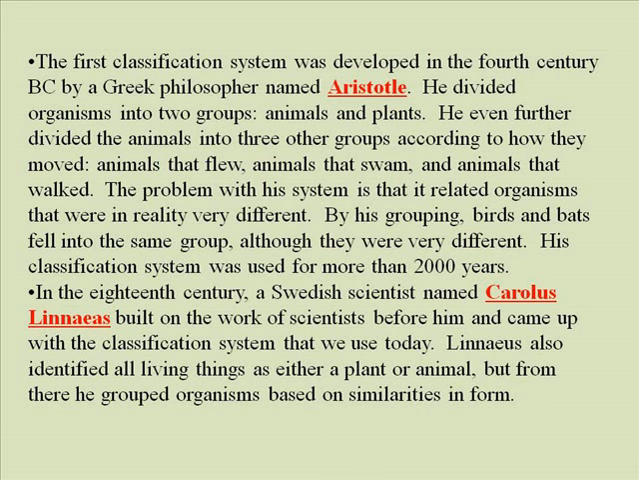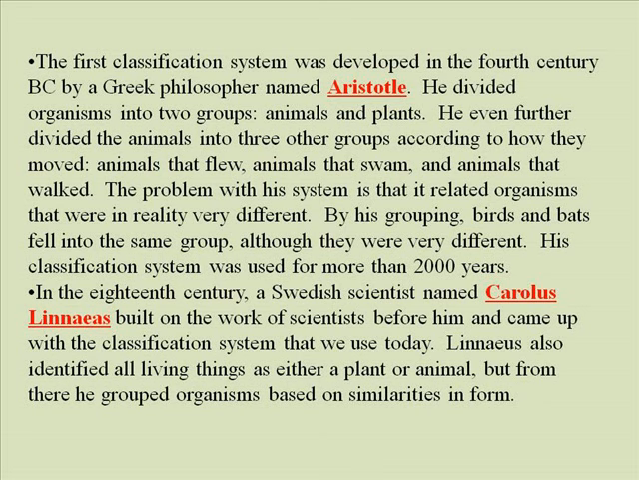The other problem with his system was that when you grouped something, it could only be what you saw it doing in that moment of time when you were watching it. So you get something like a penguin that could walk on land and could swim. Well, the penguin would fall into the swim or the walk category. However, it's a bird, and all the other birds that could fly were in a totally different category. So his system had a lot of issues to it. However, his system was accepted and used for about 2,000 years.